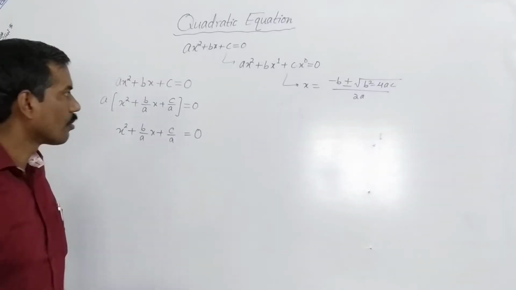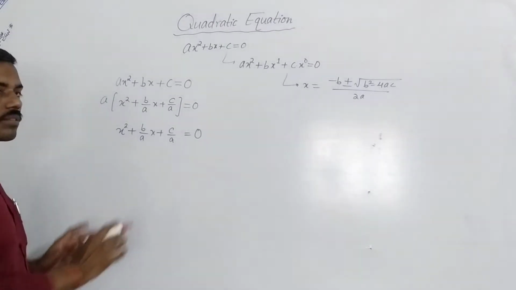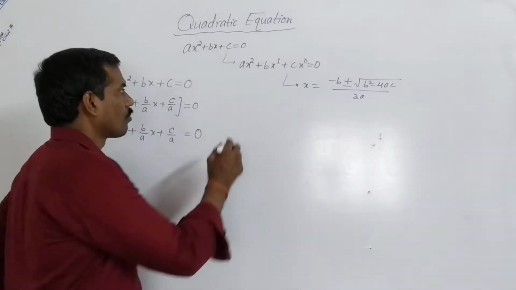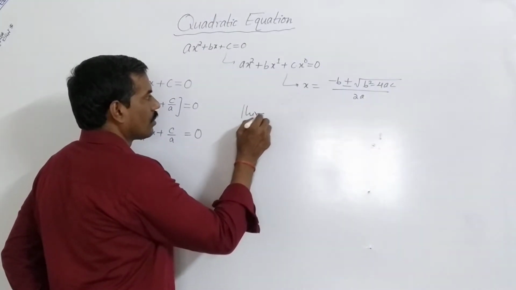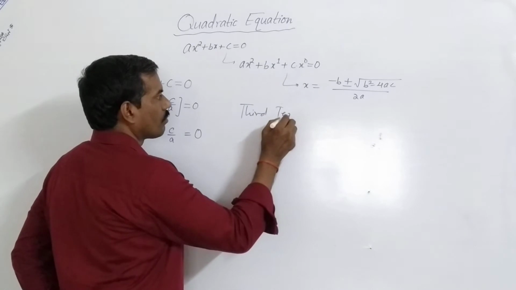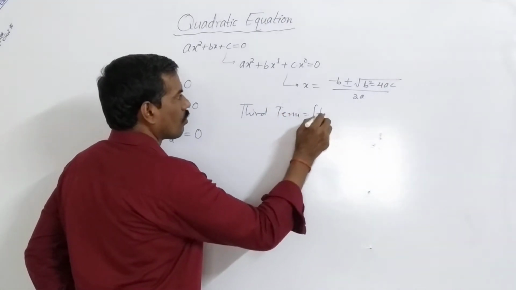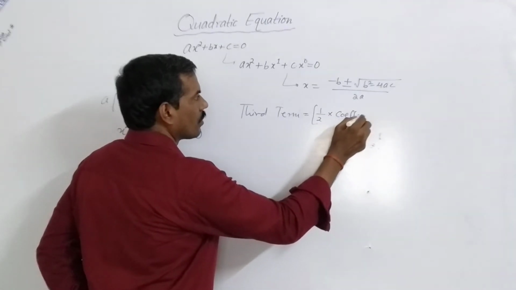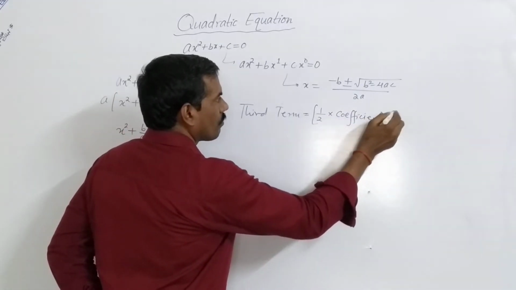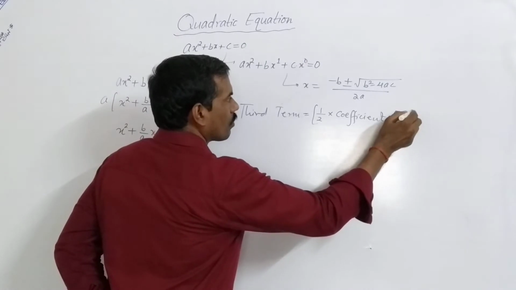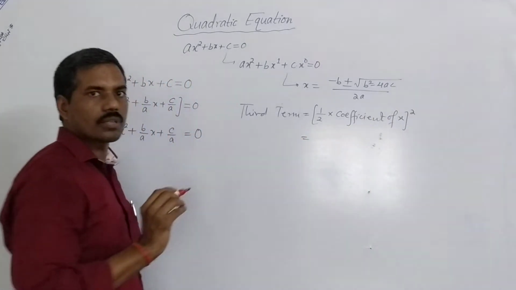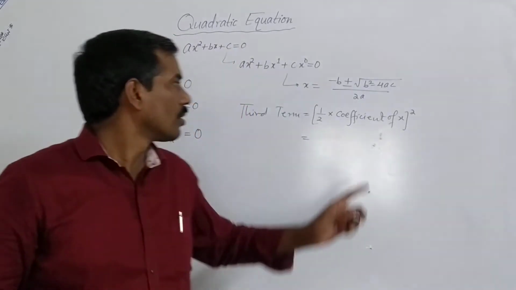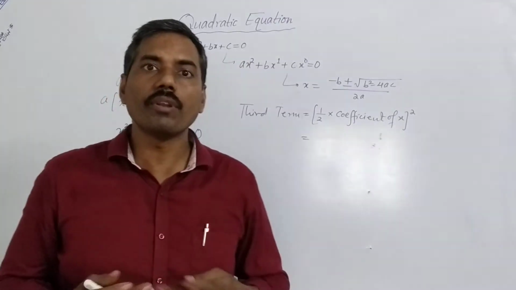Clear? Now we have to find the third term. The formula for the third term is 1 by 2 into the coefficient of x, to the whole square.